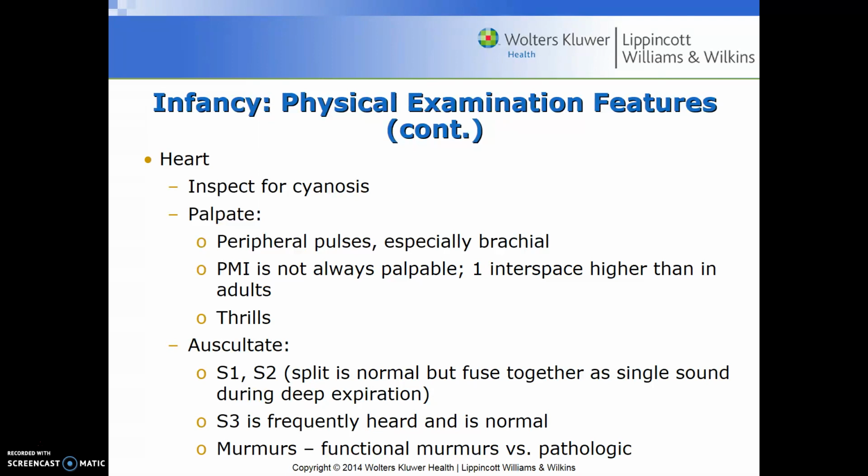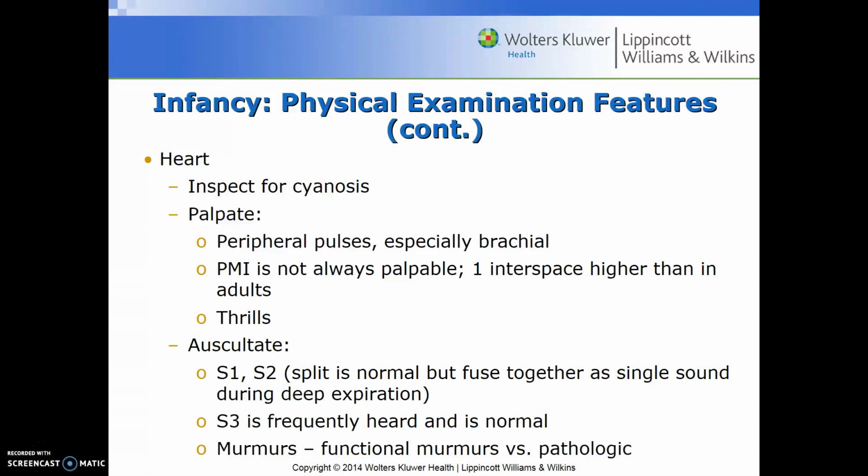When we're assessing the heart of an infant, we are making a huge attempt in the beginning to watch that infant and inspect for cyanosis. The cyanosis might not come until you get that baby kind of riled up in your assessment. So you're looking at it when the baby is still and comfortable, and then you are assessing for cyanosis during the entire exam, really perioral or peripheral cyanosis.